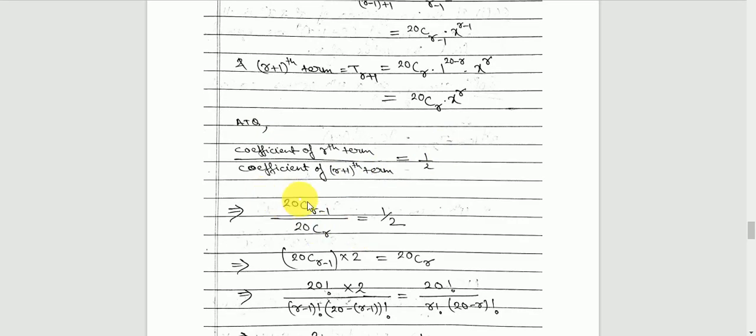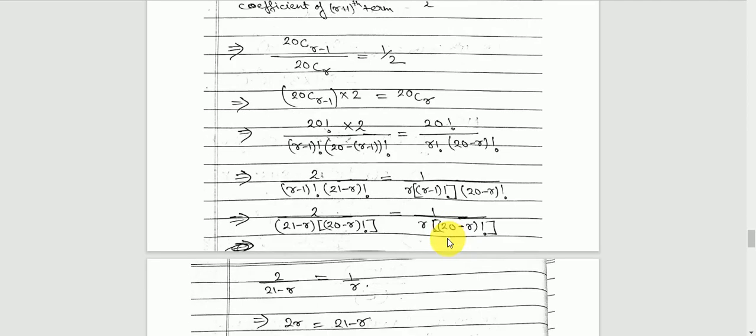Okay, so according to the question, the coefficient of the rth term upon the coefficient of the (r+1)th term is equal to half. So 20Cr-1 upon 20Cr is equal to half. Cross multiplication, you get this. Yes, now you can use the formula of nCr.